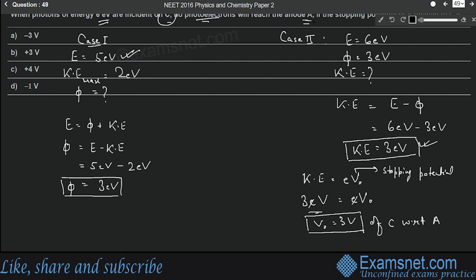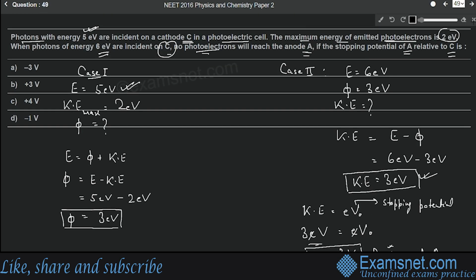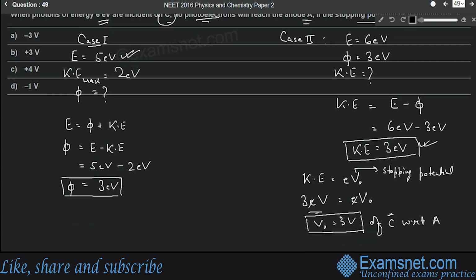because the photons were incident on C, right? But we have to find in this question the stopping potential of A relative to C. So it will just be the opposite. So it will be minus 3 volt, of A with respect to C. So minus 3 volt will be the correct answer. So option A will be the correct answer.